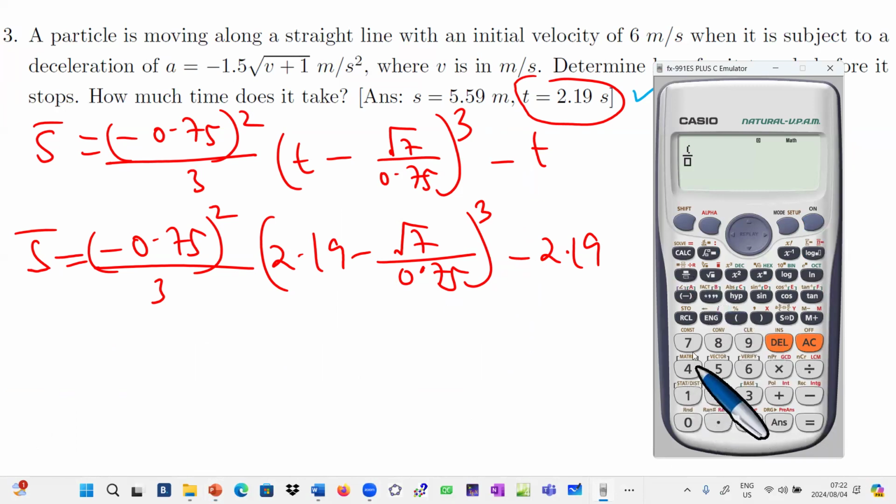So this is minus 0.75. You close and then you square it, divided by 3, 2.19. You subtract the square root of 7 out of 0.75. You close and you square up. You cube, please. You cube. And then you subtract 2.19.